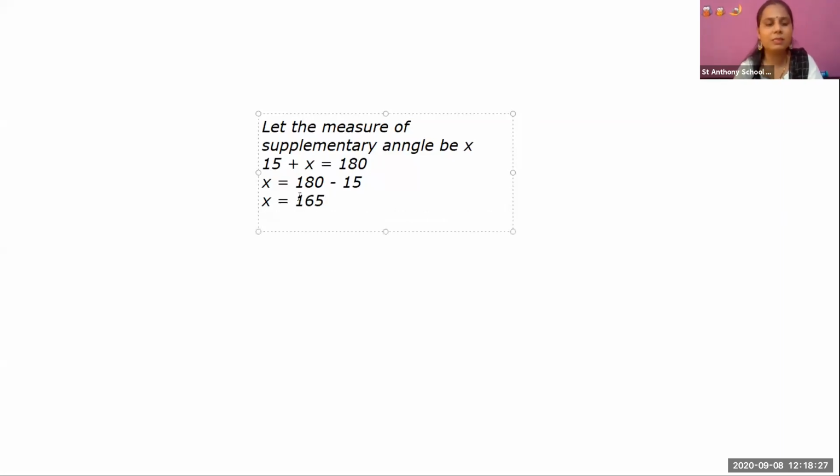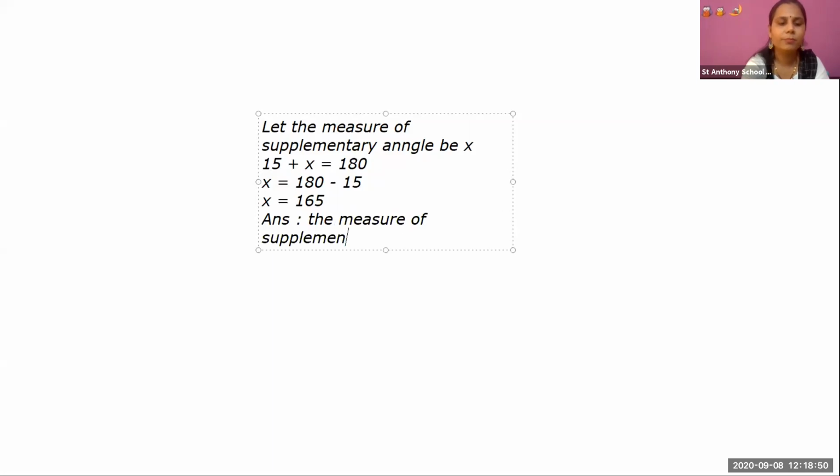So what will be the answer then? You have to write the answer as well. Therefore, the measure of the supplementary angle is what? 165 degree.